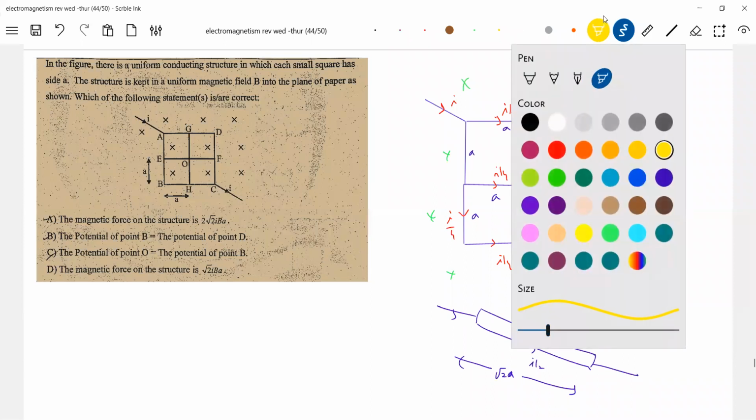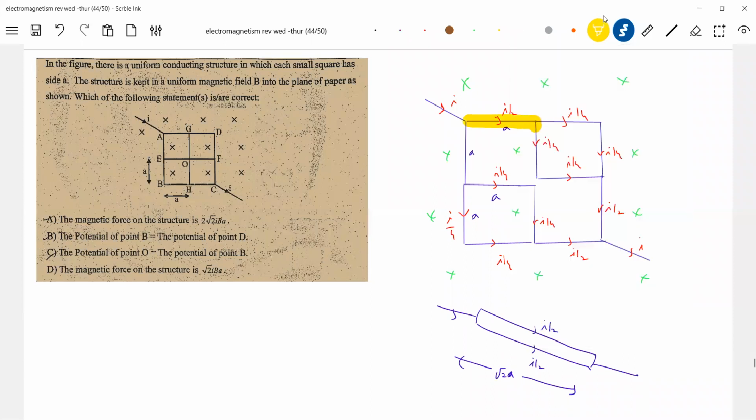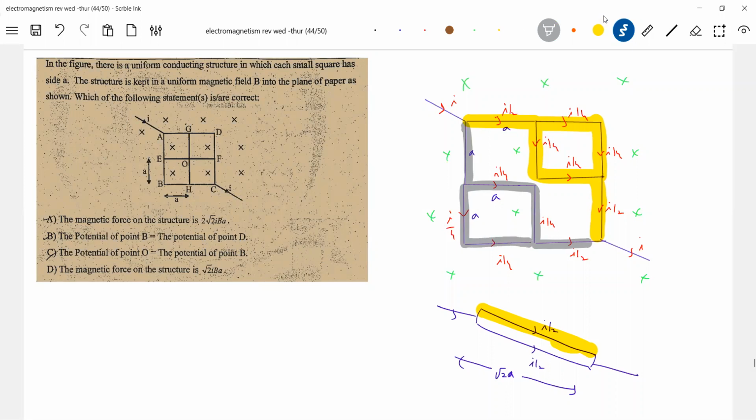Now it may drag you into the ideas of current density. So this is what I just wanted to show, that everything is like this. Fine, that's simple. The length is 2 root 2a. Okay, this one is 2a, no? This is 2 root 2a.